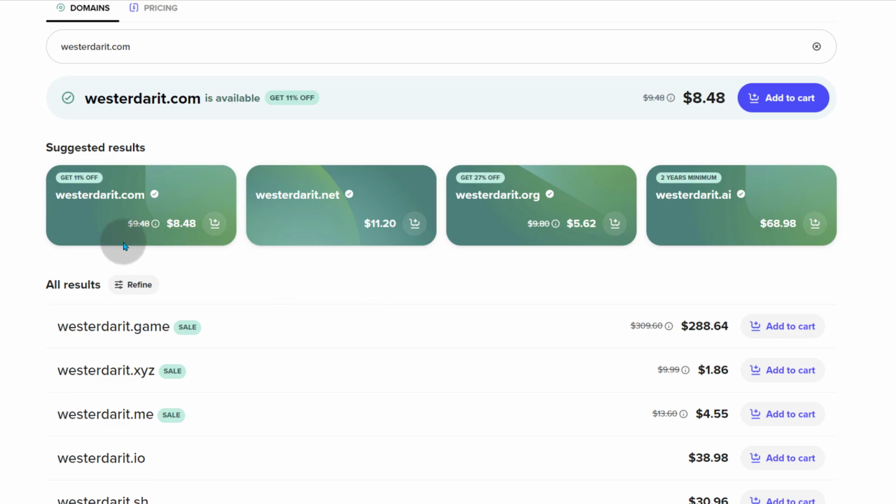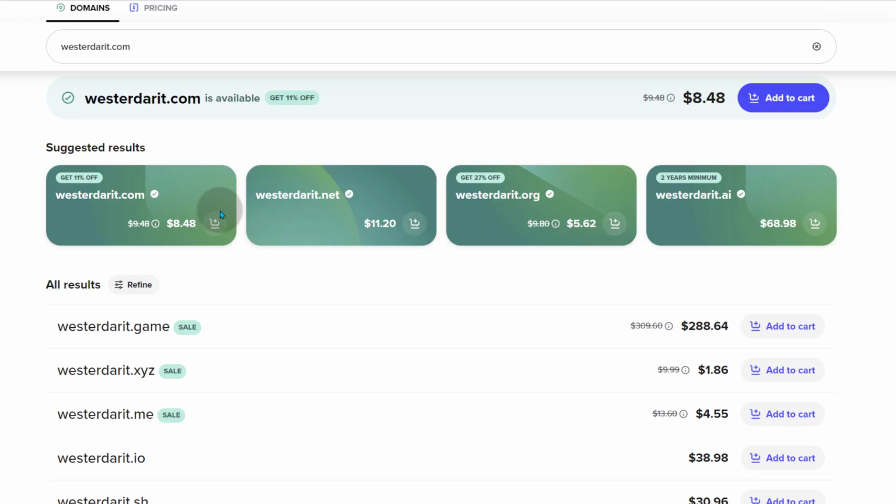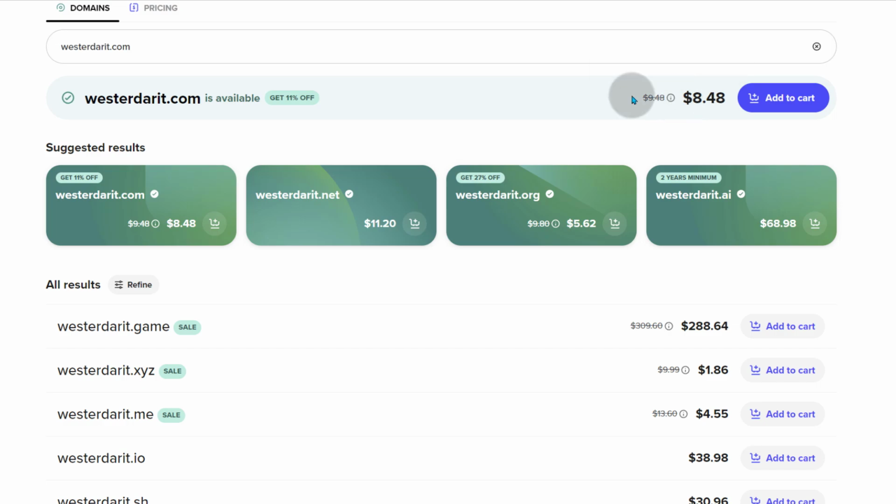So you can see for .com, that's $8. So that is to buy. The domain is $8, and then to renew is $9.48. So you can see this is pretty affordable, and I think I'm going to migrate some of my domains here, because there's somewhere I'm paying $12, and yeah, I can save some money.